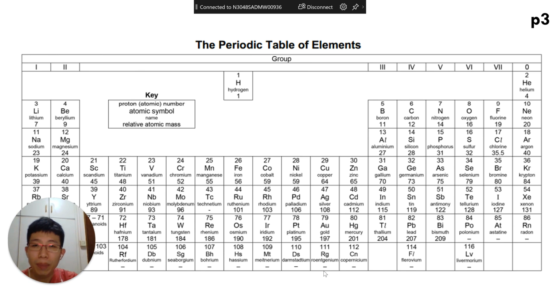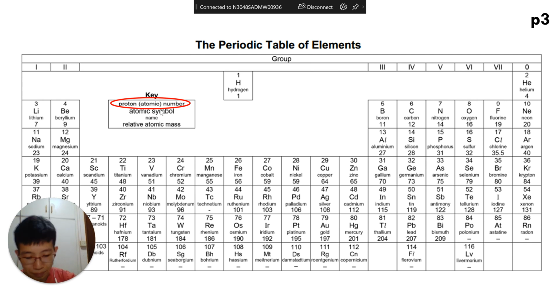So in a periodic table, how do we find the number of protons? It's actually written over here in this key. The key just tells you what each number or each symbol represents. In this case, they say that this top number is called the proton number, and in simple words, it just means the number of protons.